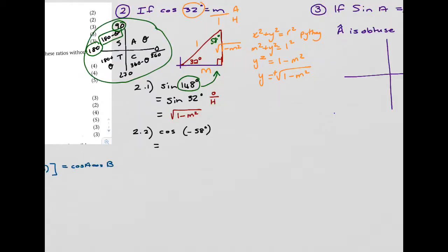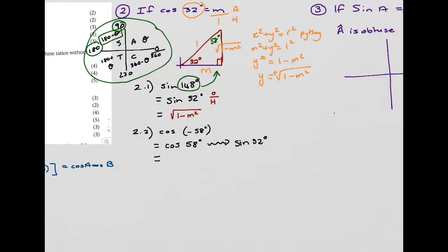All right, our next question is cos negative 58. Now, when you're working with a negative angle, you act as if you are in cos's quadrant. So cos of a negative angle, because it's in its own quadrant, we work with the positive angle. Cos stays positive, angle goes positive. So now either you can use a co-ratio and make this sine 32 degrees, and then work with the same answer from 2.1.